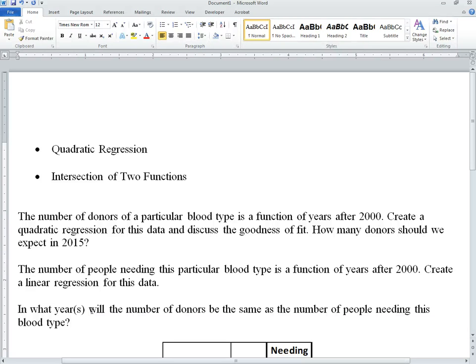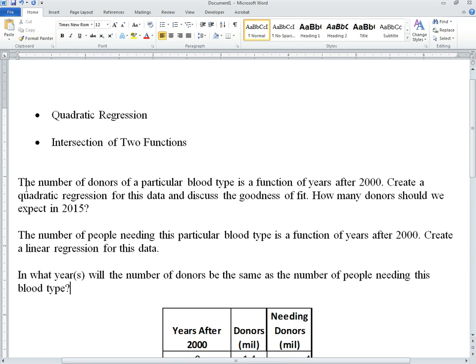In this video, we're going to briefly address a couple of quadratic ideas, additionally, including quadratic regression and intersection of two functions. So some of these ideas we've already touched on before. It's more of a review and practicing things in a different way.